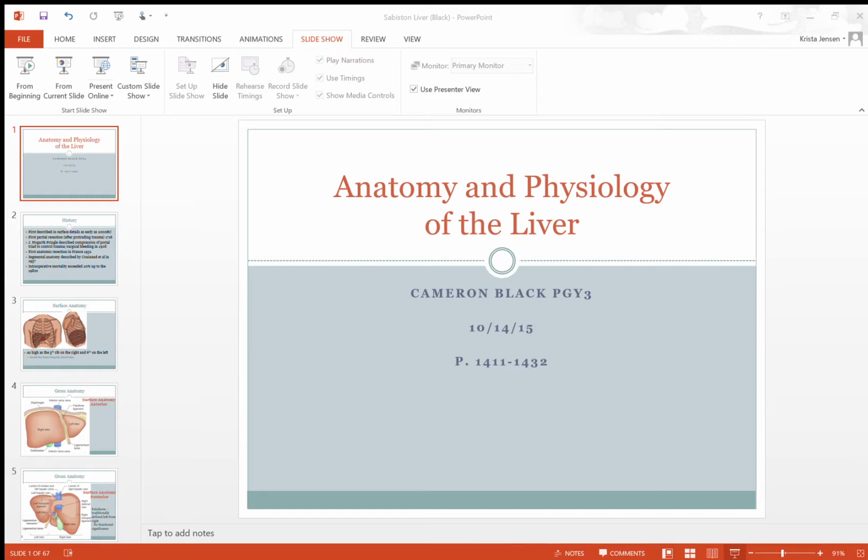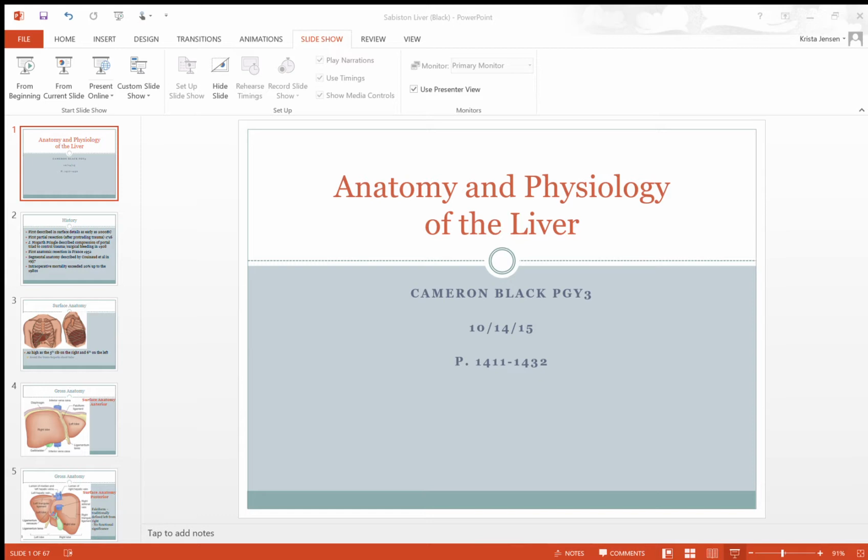Cam likes to pimp in his lectures, so he asks, what's Cantlie's line and what are Couinaud's segments? Cantlie's line actually defines your left and right lobe of the liver. It's a line drawn from the IVC down to the gallbladder fossa. And then you have Couinaud's segments, which are each segment of the liver, 1 through 8, and they are each fed by their own portal pedicle, which consists of a portal vein, a hepatic artery, and a bile duct.